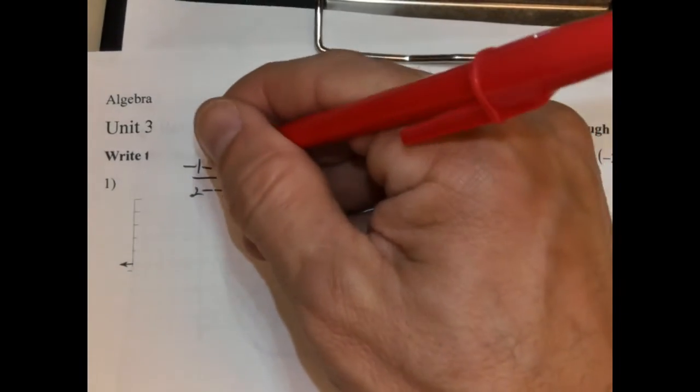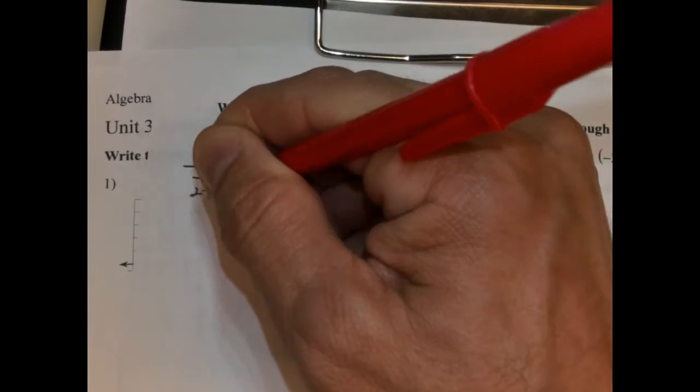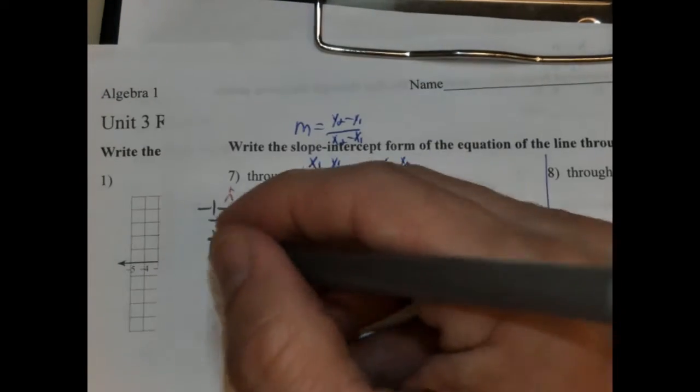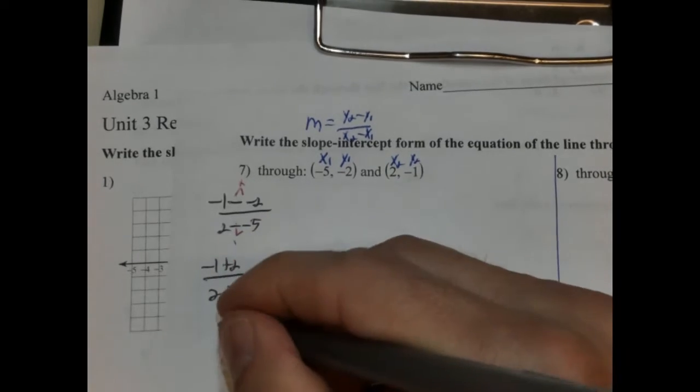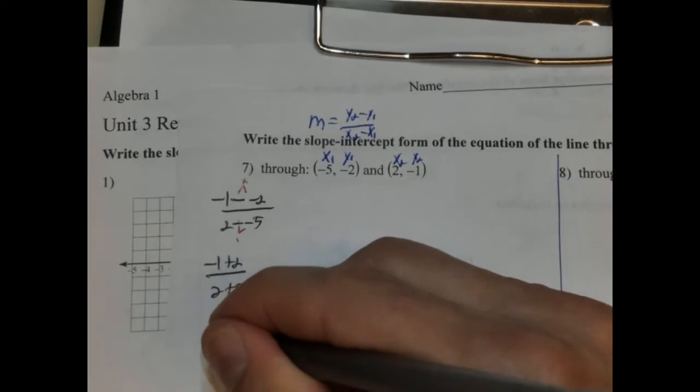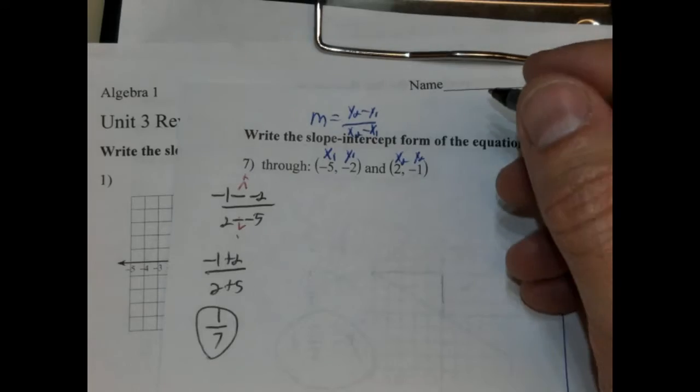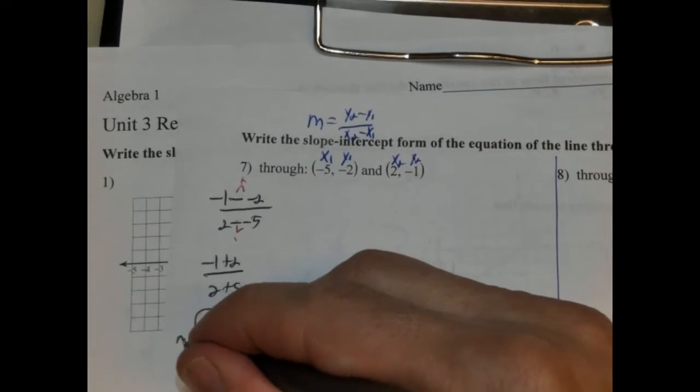So we have some double negatives here. Let's fix that. So we're going to rewrite this. We're going to write negative 1 plus 2 and 2 plus 5. So we're going to get 1 over 7. That's our m. And we're going to use this as our point. This is our m right here.